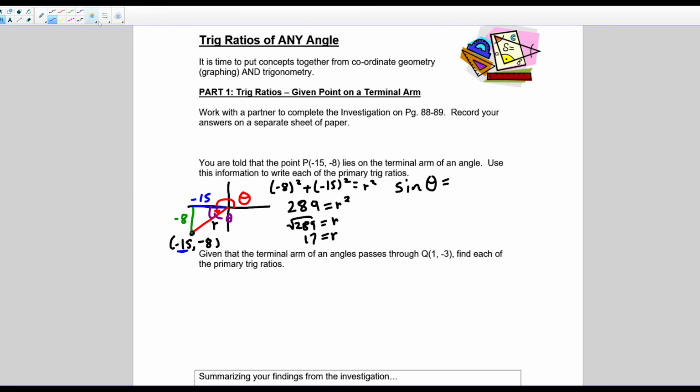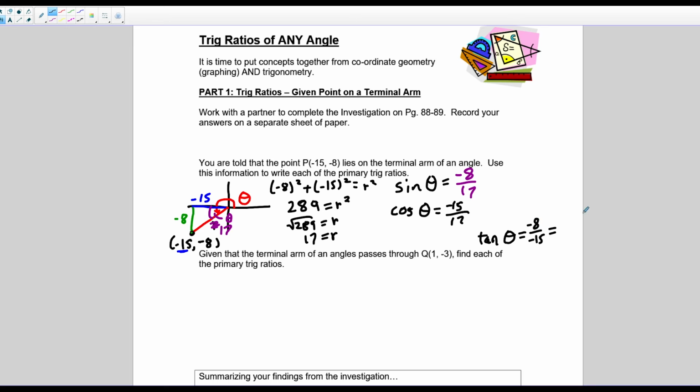So sine theta is going to be opposite over hypotenuse. In this case, let's replace this with a 17. So opposite is -8 over my hypotenuse, which is 17. Cosine of theta is adjacent over hypotenuse, so adjacent, which is -15, over my hypotenuse, which is 17. And then last but not least is tangent of theta, which is the same thing as opposite over adjacent, so -8 over -15.